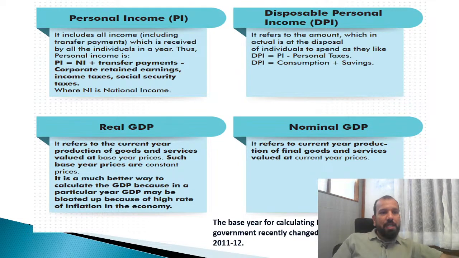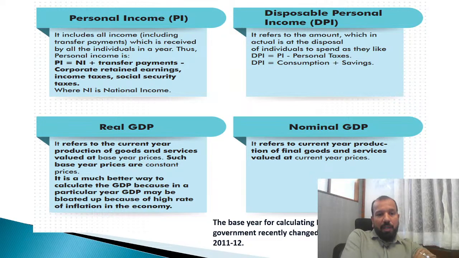Then the next topic, the same continuation of national income, is personal income, which includes all the income including transfer payments received by all the individuals in a year. So national income plus transfer payments minus corporate retained earnings, income tax, social security. Very simple. We have discussed this in the class many times, and I have already made the PPT for whatever topics we are discussing. The PPT is already shared. For each and every topic we are discussing, the lecture is already on my YouTube channel.